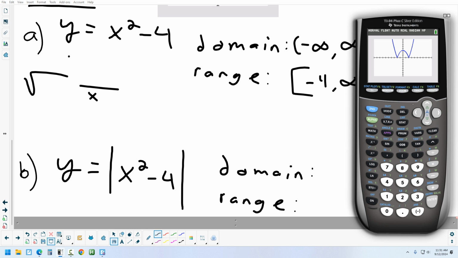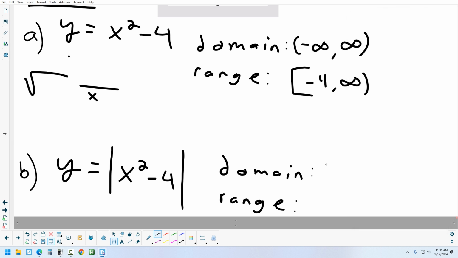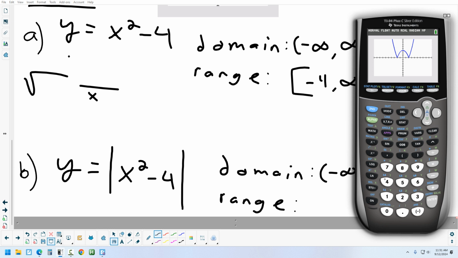We didn't change the domain. There's no square roots here, and there's no variables in the bottom of a fraction, so you can still plug in any number you want. But the range is no longer from -4 and up. What does it look like the range is now? 2 and negative 2. The range is between 2 and -2?